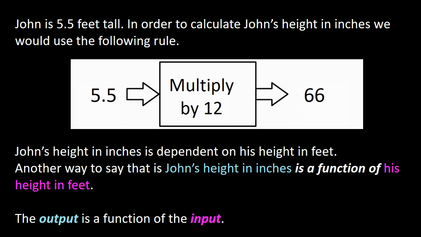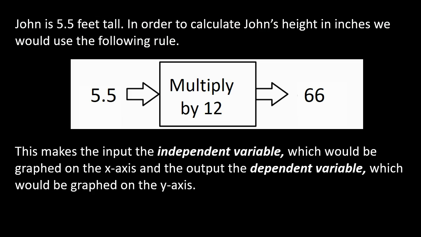The output of a function is a function of the input. So in our example, John's height in inches is a function of his height in feet. This makes the input the independent variable, which would be graphed on the x-axis, and the output the dependent variable, which would be graphed on the y-axis.